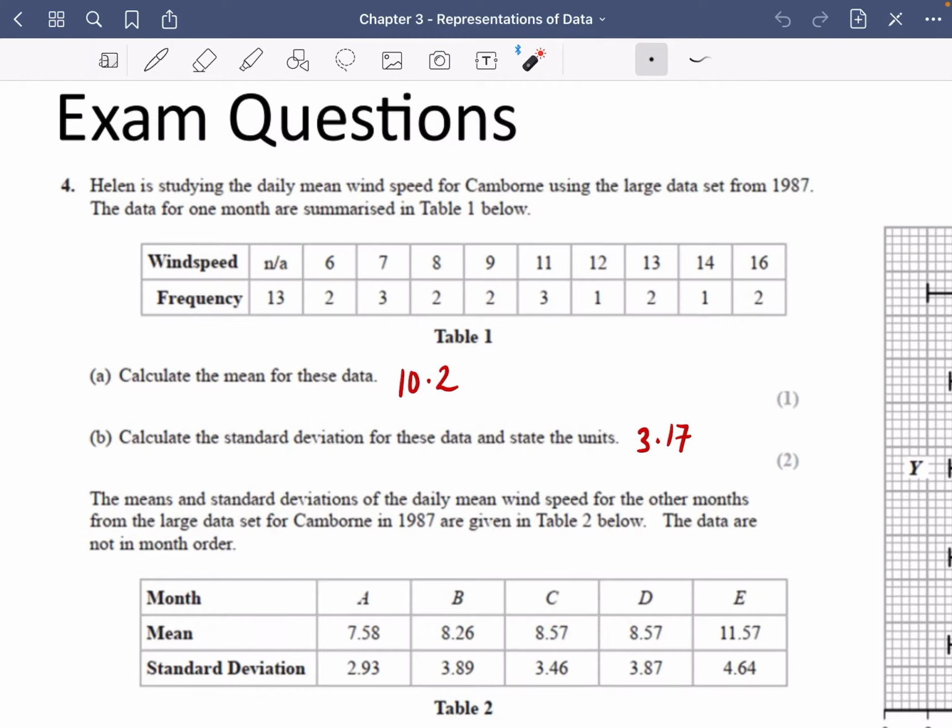It then says the means and standard deviations of the daily mean wind speed for the other months from the large data set for Camborne in 1987 are given in table 2 below. The data are not in month order. Using your knowledge of the large data set, suggest, giving a reason, which month had a mean of 11.57. So if we think about this, we've only got 6 months in the large data set. They go from May to October: May, June, July, August, September, October. We've just calculated that this month had a mean wind speed of 10.2, and then the other ones have got 7.58, 8.26, 8.57, 8.57, and then we want to think which month might be 11.57.